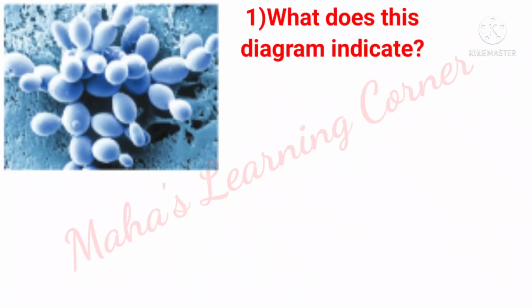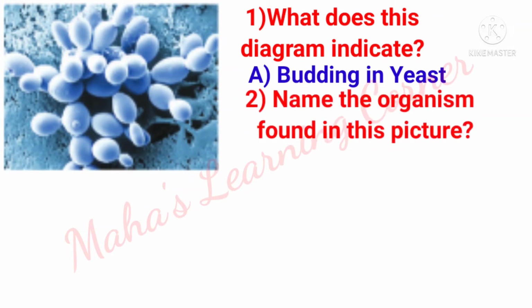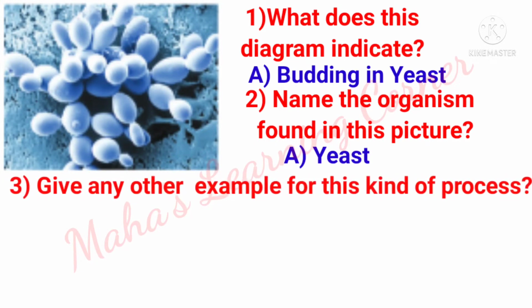Next, what does this diagram indicate? Correct answer, budding in yeast. Second question, name the organism found in this picture. Correct answer, yeast. Third one, give any other example for this kind of process.